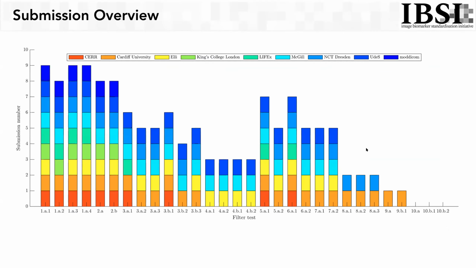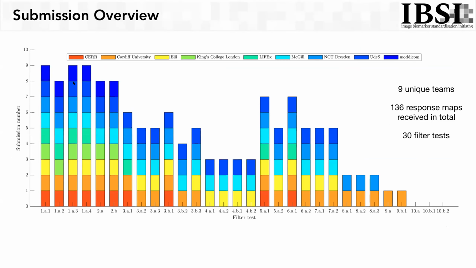So to give an overview of the initial submission results, this bar chart is essentially all of the submissions visualized in one slide. So we had 9 unique teams submitting results for 136 different response maps in total, spread across 30 different filter tests.